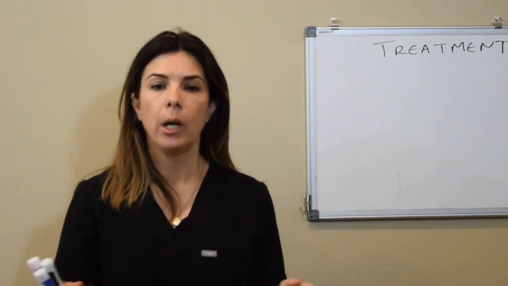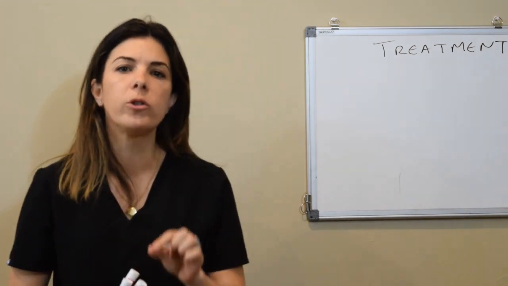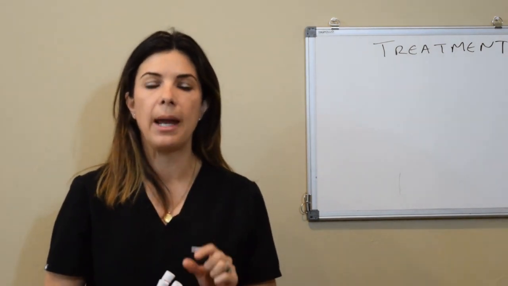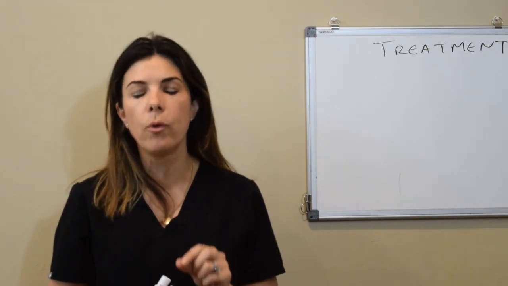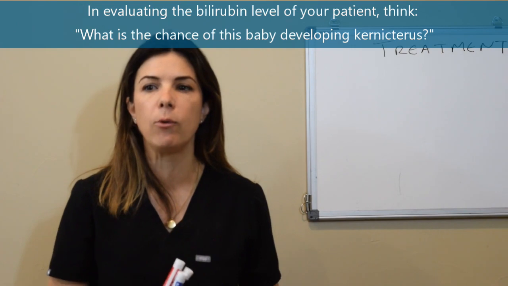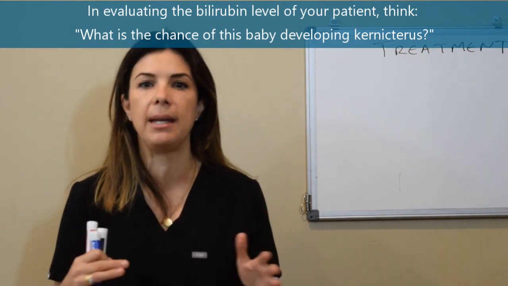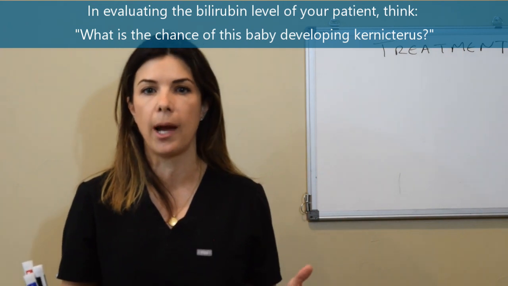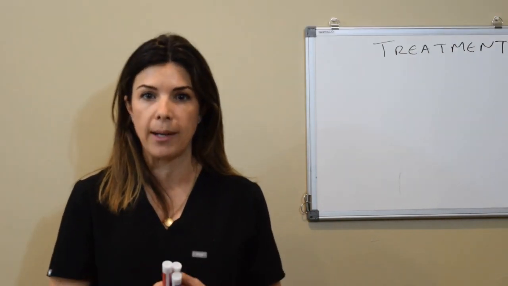So again, remember the first lecture, the thing that we are most concerned about is whether this bilirubin is going to reach the level that we really worry about for kernicterus. So what are the chances of this bilirubin getting to like the mid-20s and staying there, or even the early 20s and staying there for a long period of time that could result in brain damage?